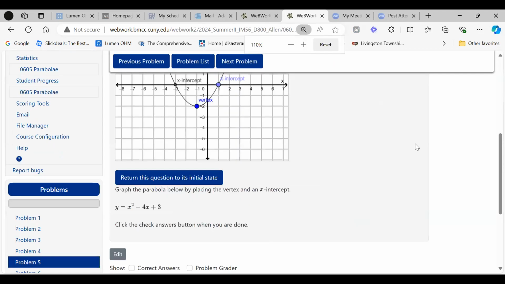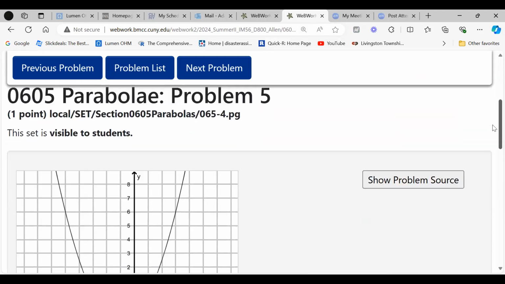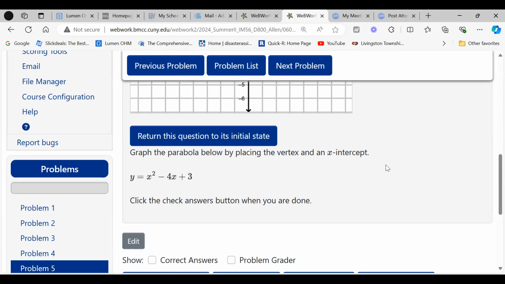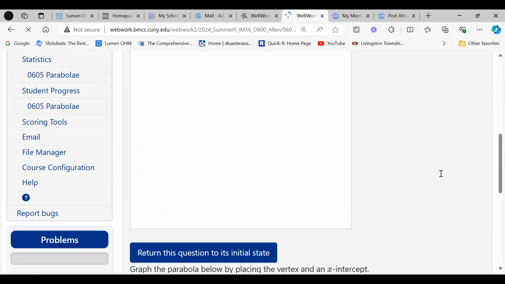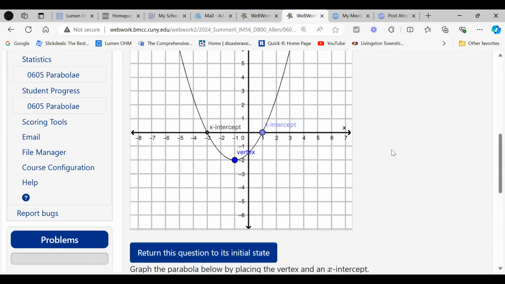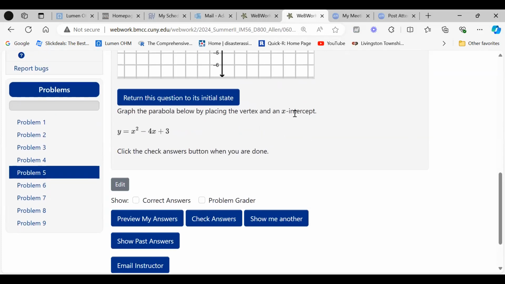So for this question, I'm going to show you how to do this. Basically, you put in the vertex and also the x-intercepts, and once you have that, you'll be able to plot this parabola on the graph. I guess this is the only version we have. So let's do it. First of all, I'm going to show you how to get the vertex and then the x-intercepts, and go from there.